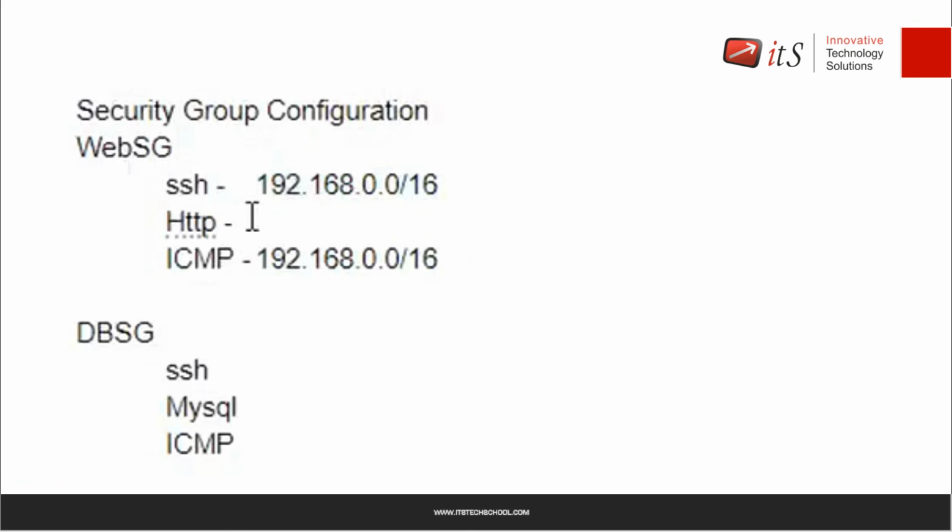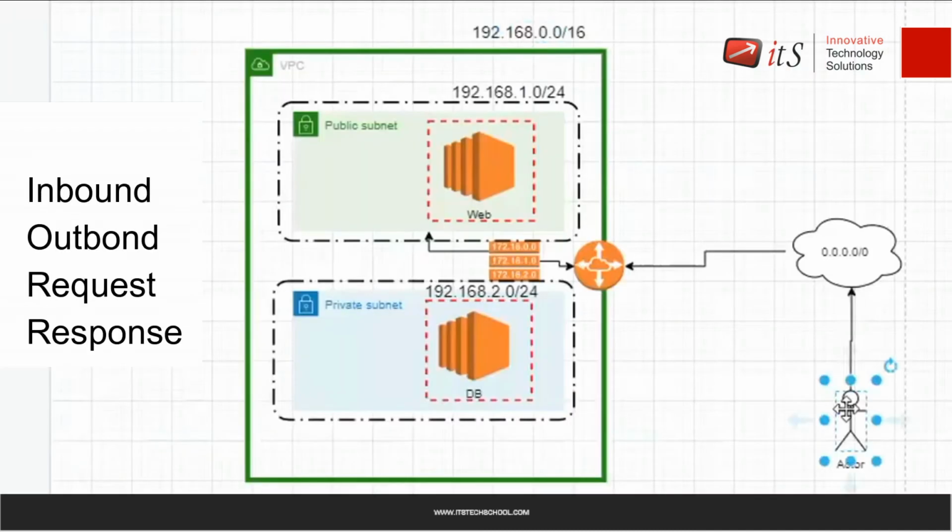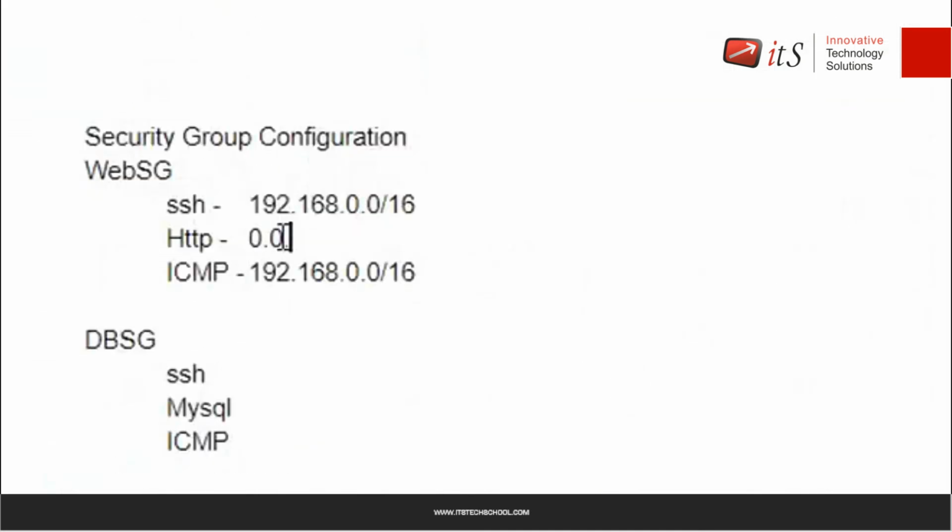What about HTTP? For the hosting, the clients are on the internet. They may have any type of IP address. We can't assume their IP addresses. So they can have any type of IP address. So for them, it's 0.0.0.0/0, all over the internet. So from all over the internet, they can access HTTP over here. SSH is only allowed in the internal network for security purposes. HTTP for the internet. ICMP again for the internal network.